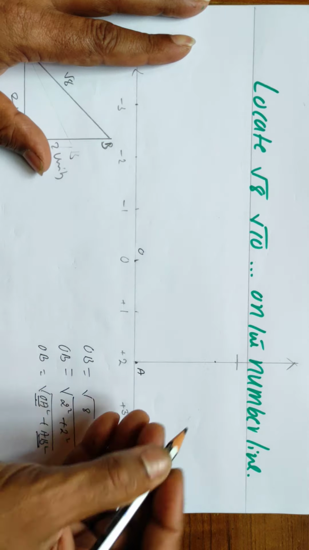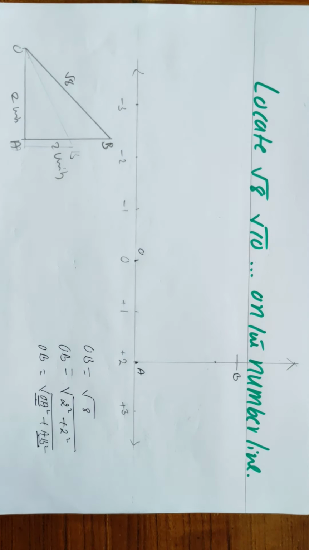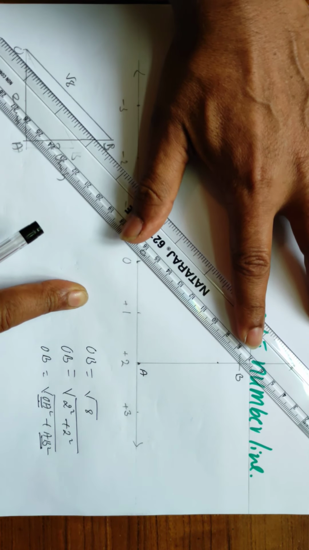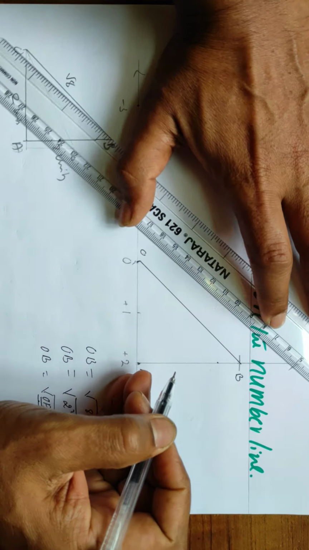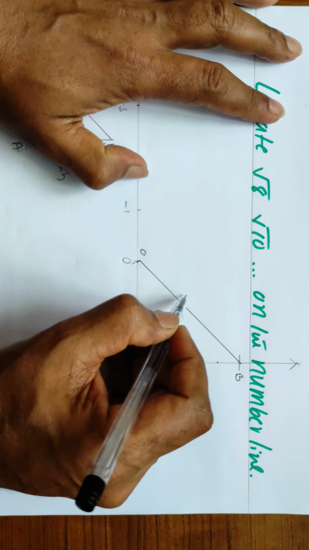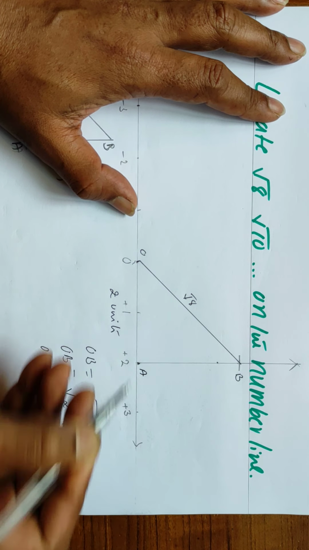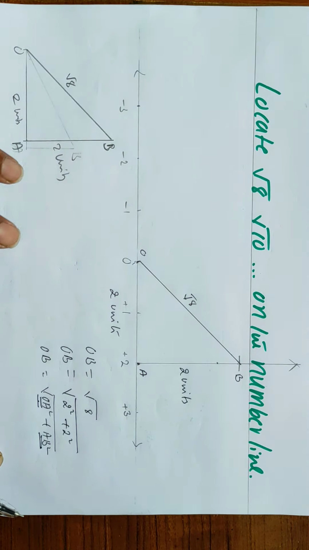So this point, let me write this point as B. So join OB. So this is root 8. So 2 units, base, height is also 2 units.